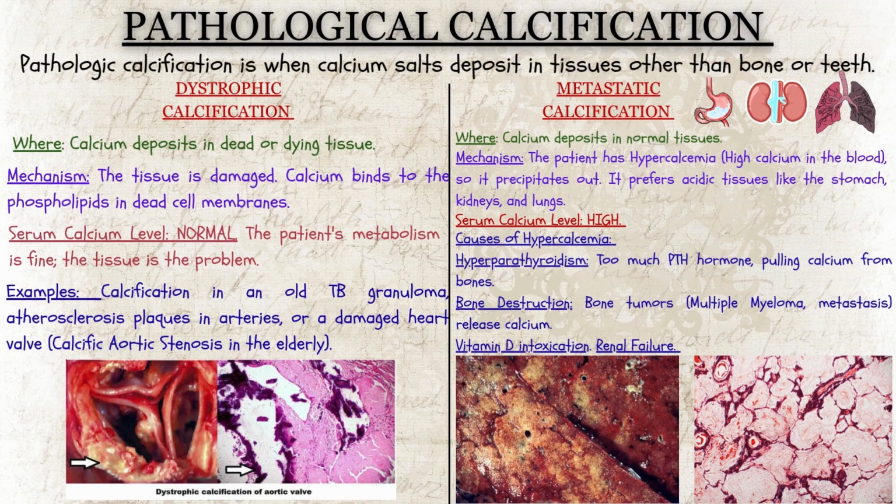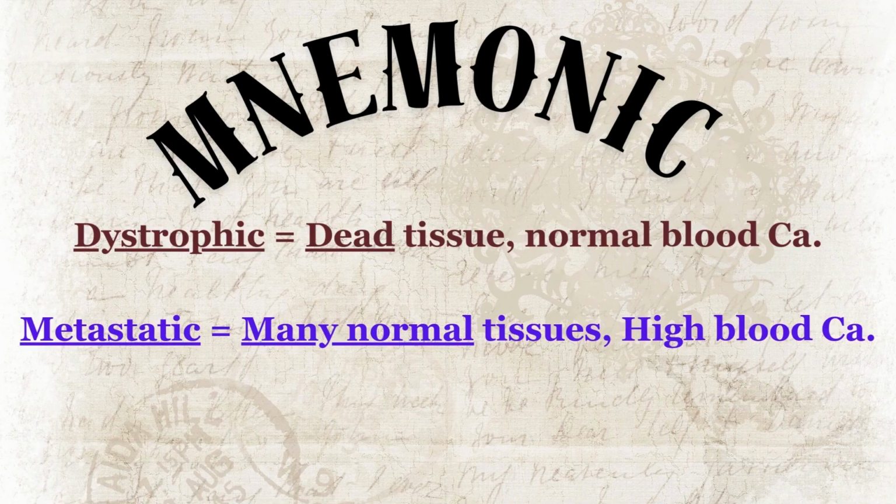Causes of hypercalcemia are hyperparathyroidism, too much PTH hormone pulling calcium from bones. Bone destruction, bone tumors like multiple myeloma, metastasis release calcium. Vitamin D intoxication and renal failure. You can easily learn this by the mnemonic.